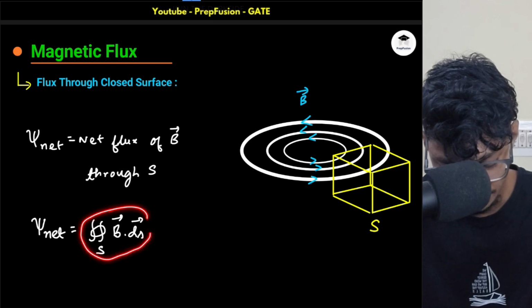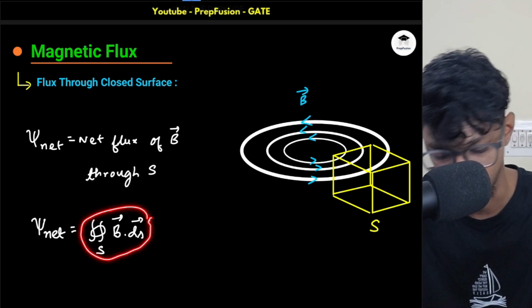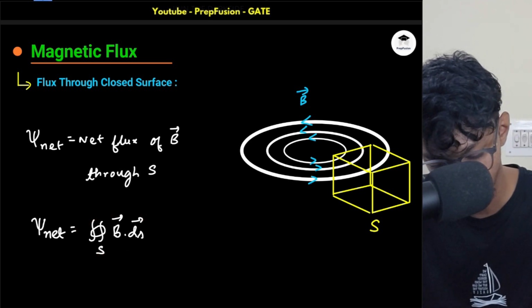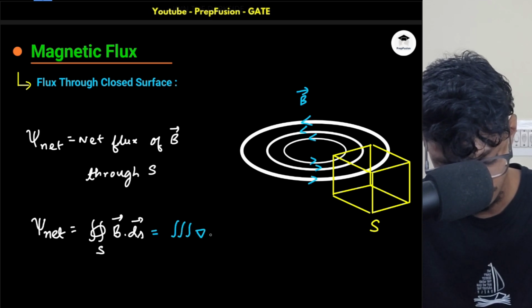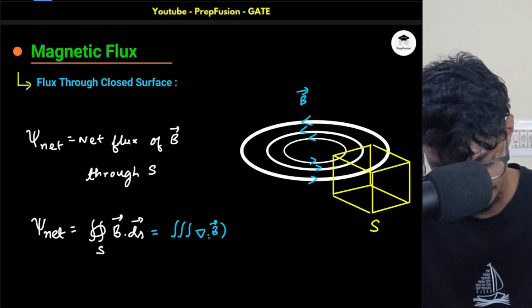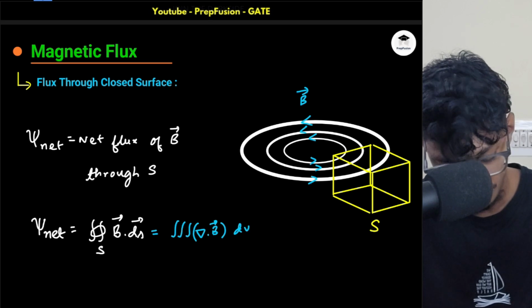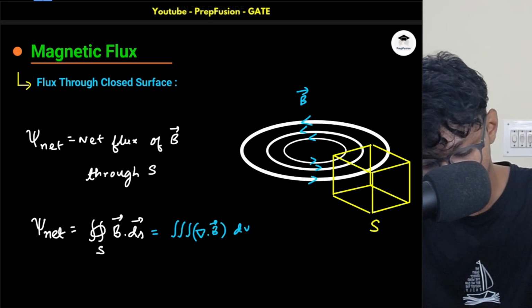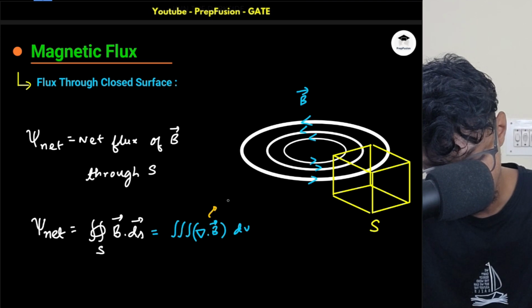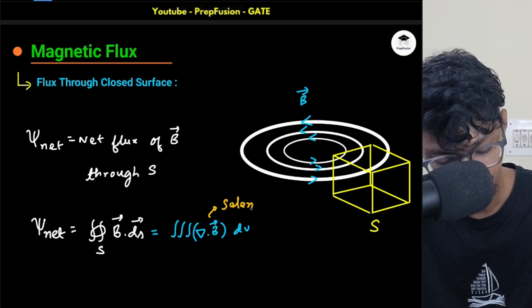Now I can use Gauss's divergence theorem. If I use Gauss's divergence theorem, what I will get is this will be equal to the triple integration of del dot B dV. And what do I know about del dot B? I know that my magnetic field is solenoidal.